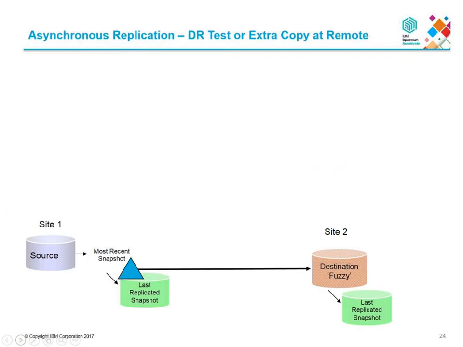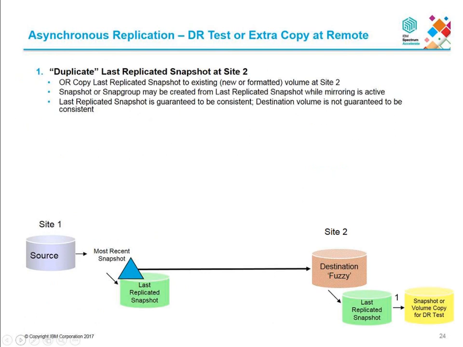Now, if I want to do a DR test, I probably just want to duplicate the last replicated snapshot and do my DR test on a duplicate of the snapshot.